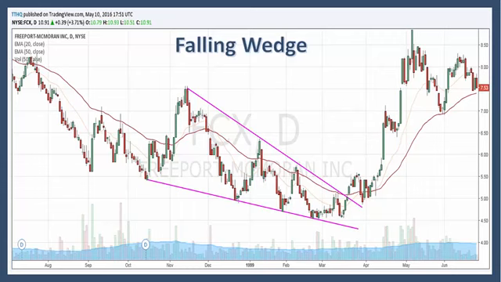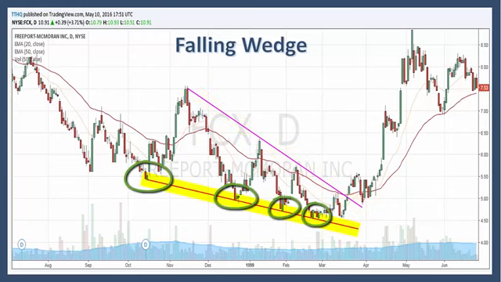So let's recap the falling wedge on FCX. We have upper resistance, and we have reaction points here, here, here, and here. And then we have support levels with 1, 2, 3, 4 reaction points for support.